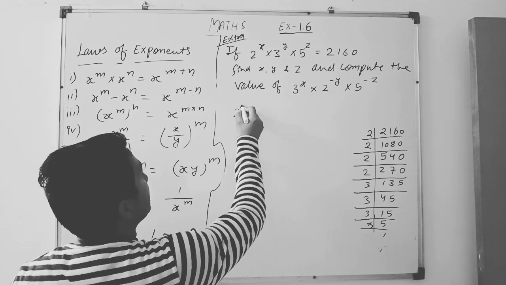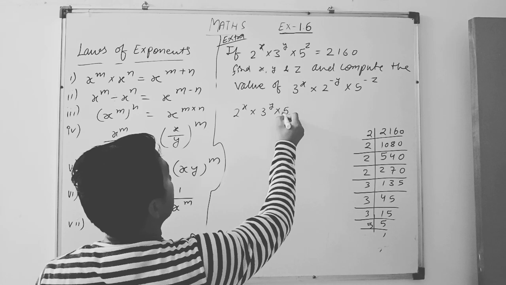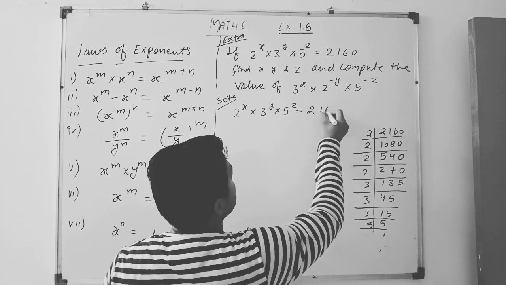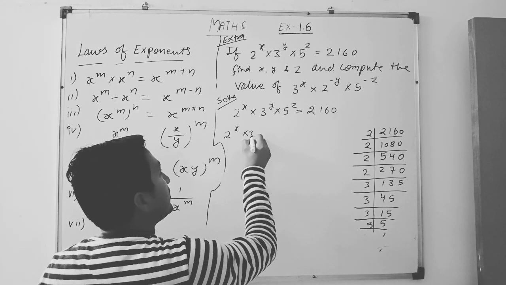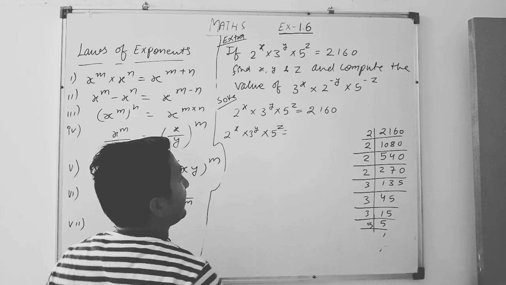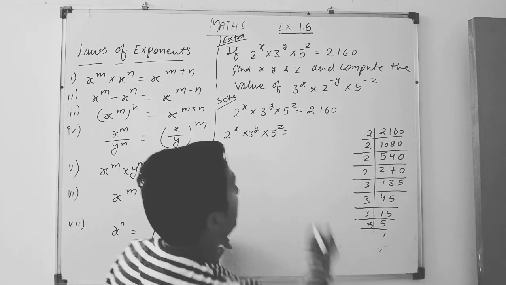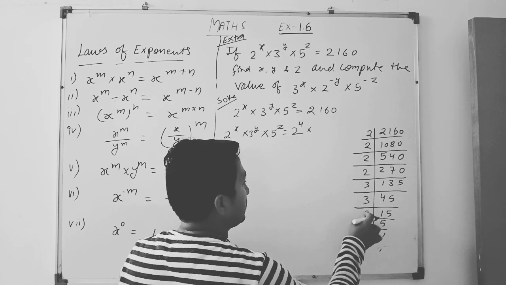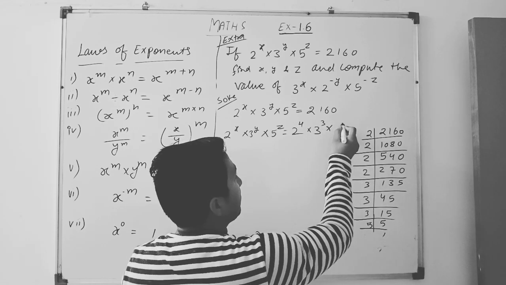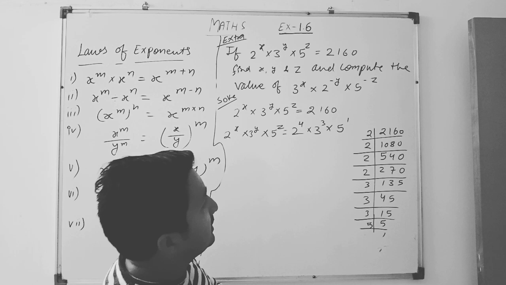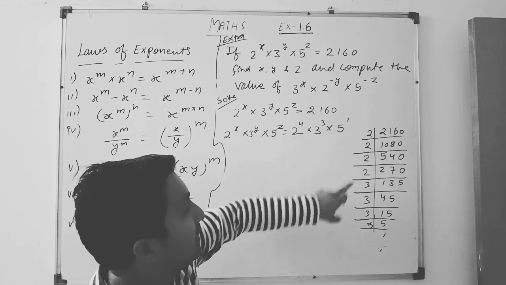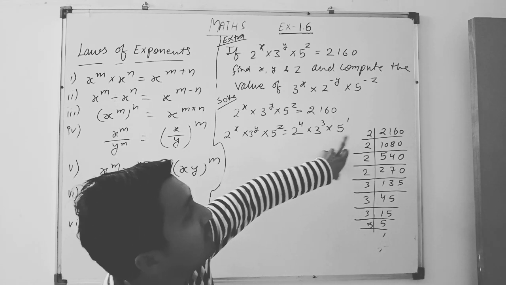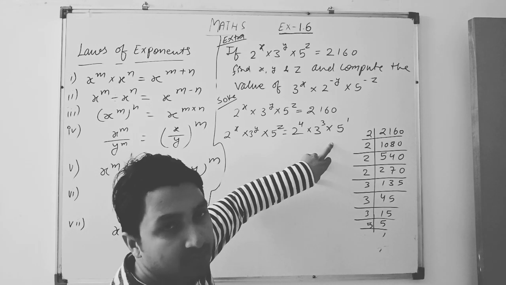So on the left hand side 2 to the power x, 3 to the power y and 5 to the power z is written. Okay, and on the right hand side it is given 2160. We can write this 2160 as 2 to the power 4 into 3 to the power 3 and 5 to the power 1. What I have done is the prime factorization of 2160, and written it as the power of prime factors, prime numbers.